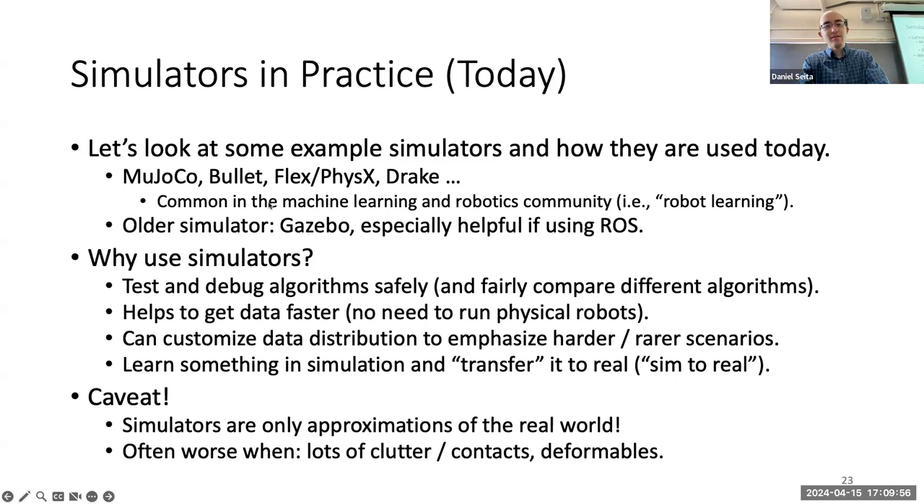If you're still using ROS code, then there's Gazebo, another simulator that was commonly used. It's just that Gazebo won't simulate things like the interaction between a gripper and an object as well as some of the more recent simulators.